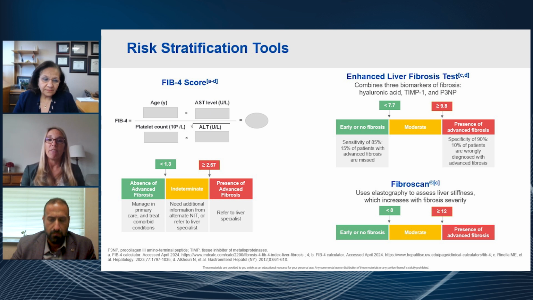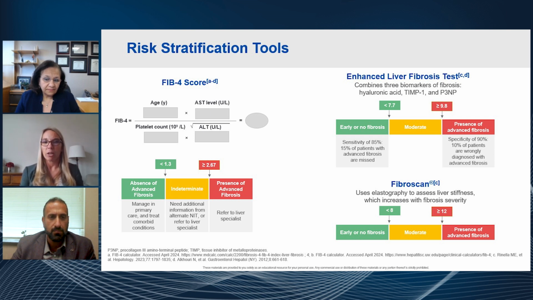And the last non-invasive test I'll reference is the ELF score, the Enhanced Liver Fibrosis test. It's a proprietary test combining 3 biomarkers to assess fibrosis. And again, you can see those reference ranges: less than 7.7, early or no fibrosis, with a sensitivity of about 85%, meaning that about 15% of patients with advanced fibrosis might be missed in that pocket.